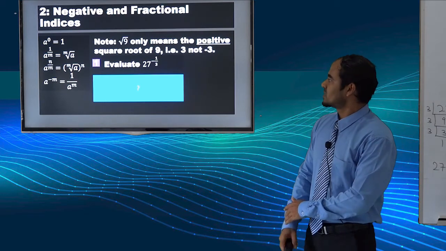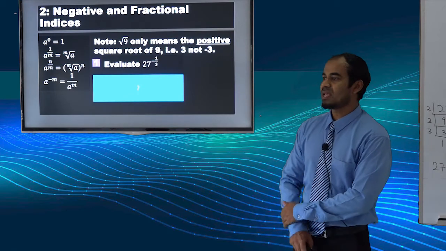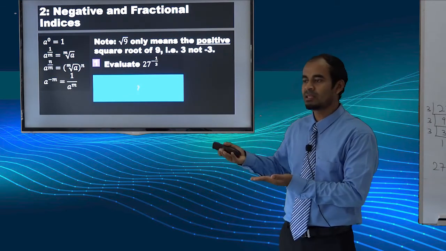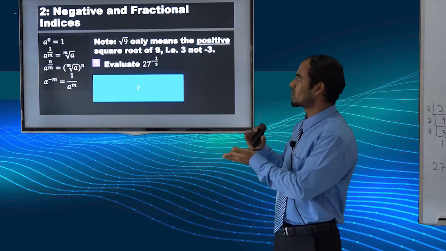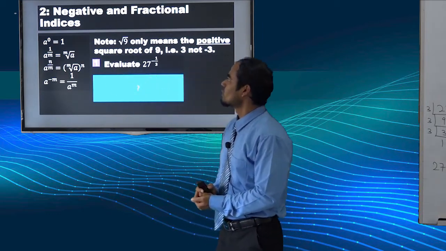You may have seen this first rule, a to the power 0. That means anything to the power 0 is always 1. It could be a fraction also. Anything, a fraction to the power 0 is 1. Any number except 0, you should get 1 there.